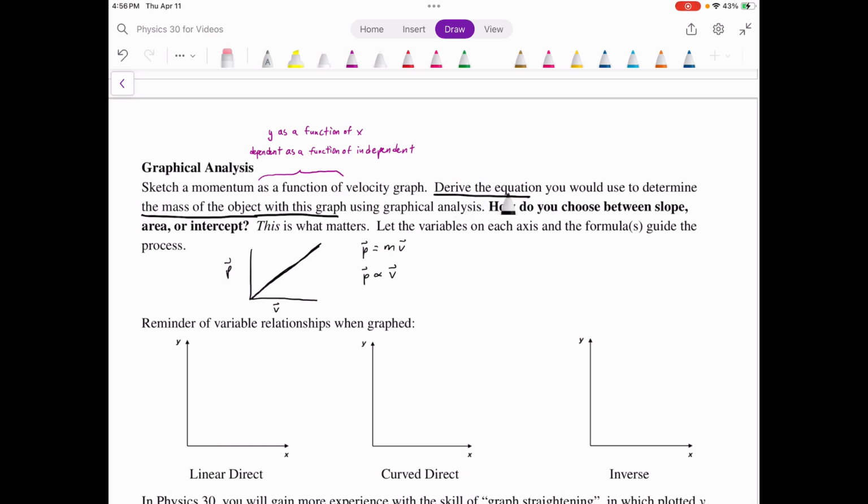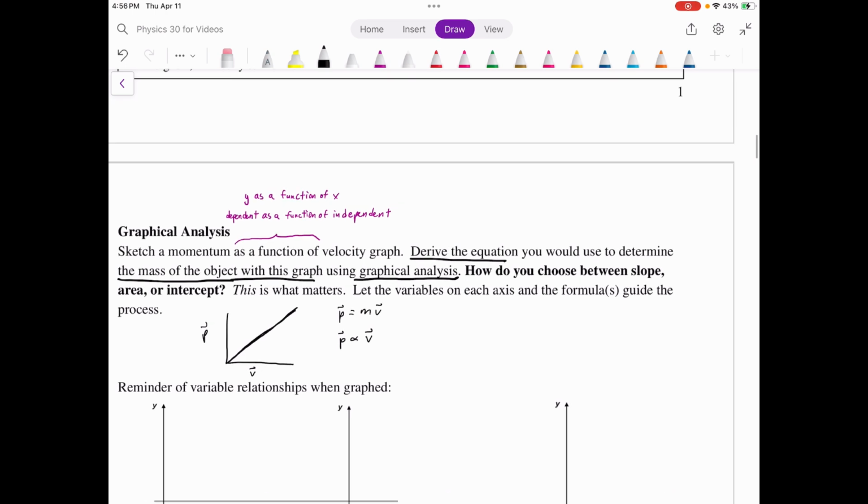Now moving on to this here, it asks us again to derive the equation we could use to determine the mass of the object with this graph using graphical analysis. So stop. Remember, graphical analysis, we are always interested in one of three things. It's either the slope, the area under the graph, or one of the intercepts, right? It's always slope, area, or intercepts.